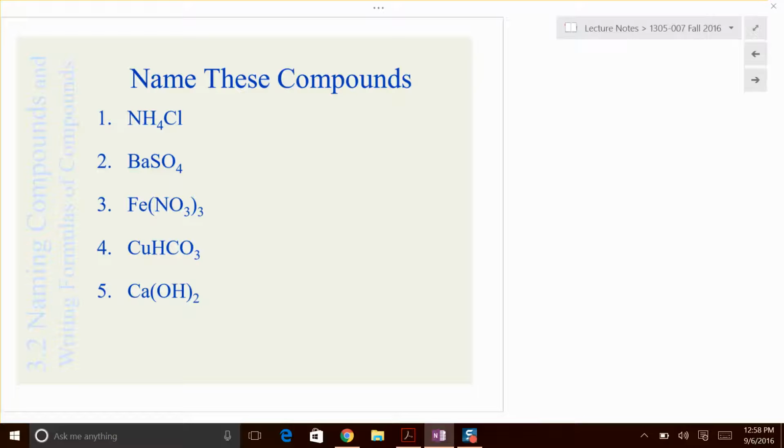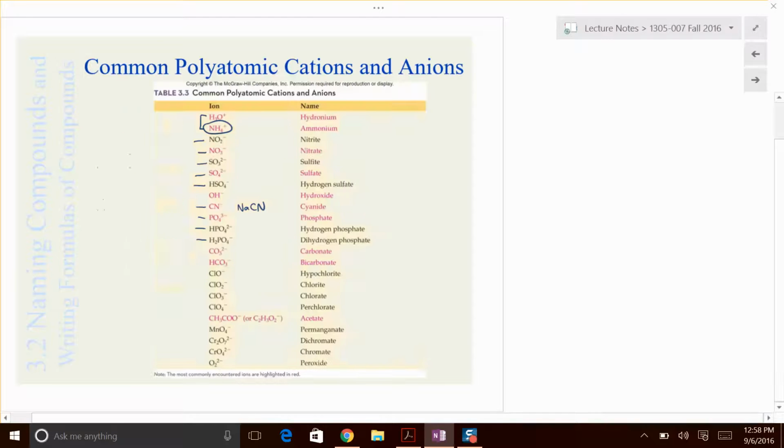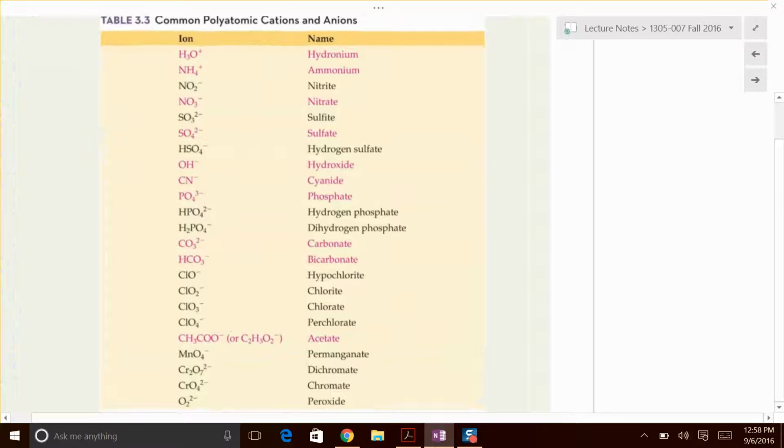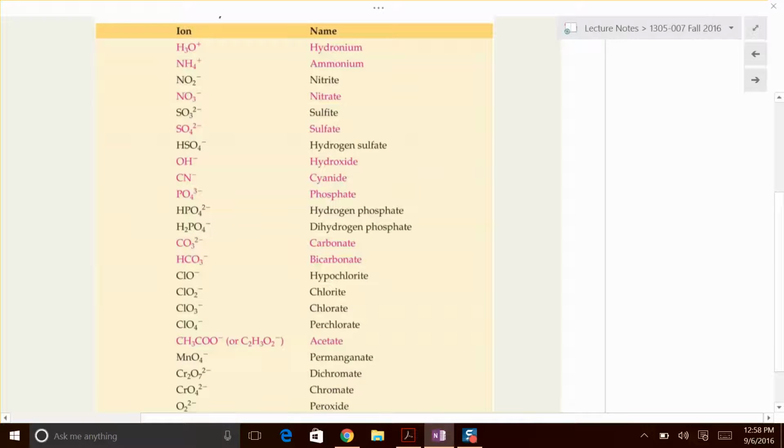Okay. Everybody ready? You need to wait a second longer? Okay. So here is the chart. So let's try to name these using this chart. What's going to be the name of the first one? Starts with ammonium. Ends with chloride.